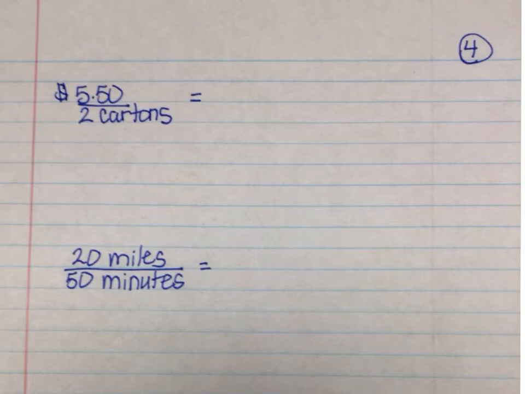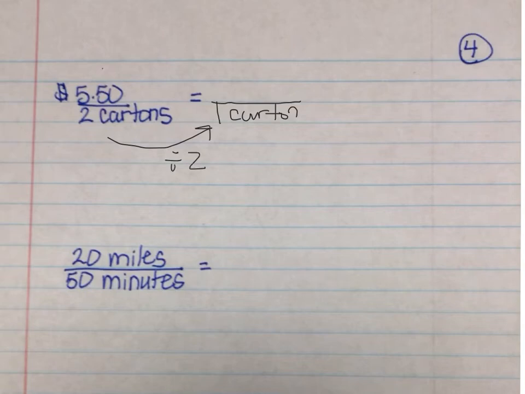$5.50. And we need to calculate the unit rate, which means the second number needs to be 1. So over here, I'm going to draw my line. 1 carton. Well, what do we have to do to the 2 to get over to 1? We had to divide by 2.